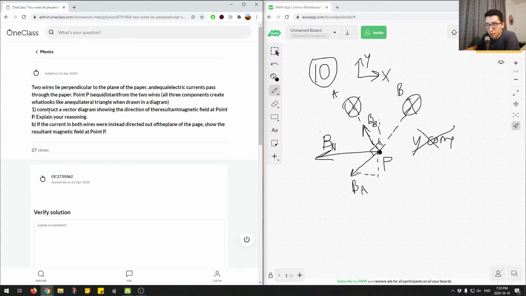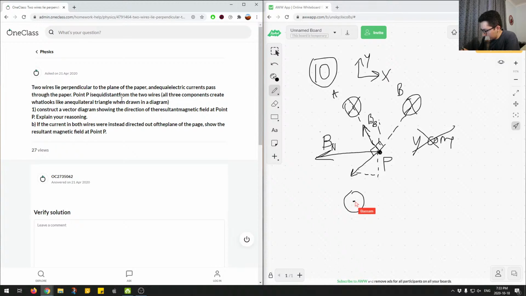And that will be the direction that the magnetic field points in. So this is the first scenario: construct a vector diagram showing the direction of the resultant magnetic field at point P. Explain your reasoning. We went through the process with it pointing in this direction. Let's think about what happens if it was pointing in a different direction. We'll erase this to make some space. I want to keep both diagrams just to show you what I mean.